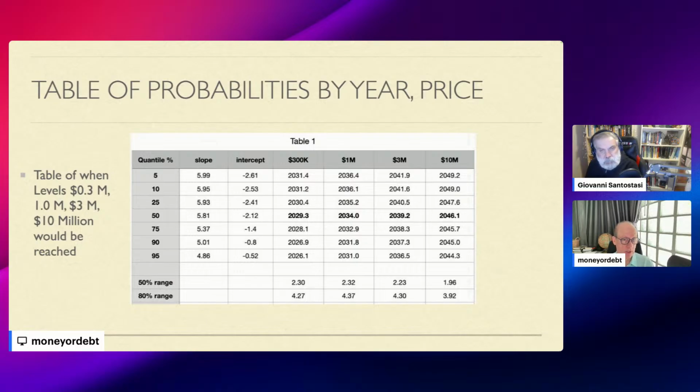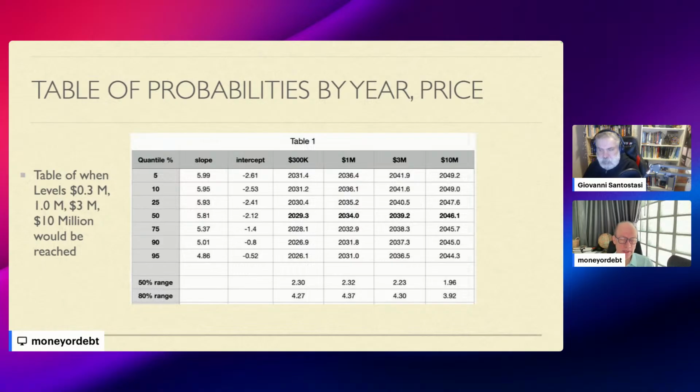So, 1/3 of the way into 2029. And 1 million would be 2034. 3 million would be 2039. And 10 million would be 2046. Now those are on trend.